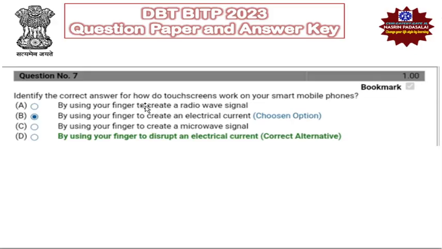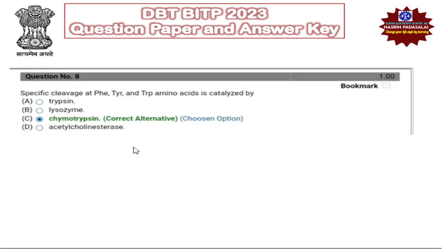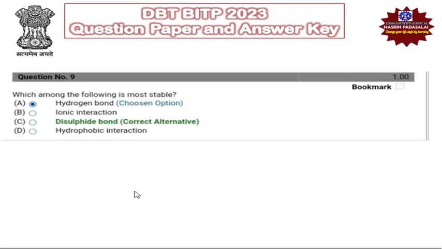Identify the correct answer for how touch screens work on your smart mobile phone. It works by using a finger to disrupt the electric current. Next question is, specific cleavage at phenylalanine, tyrosine, tryptophan amino acids is catalyzed by? It is catalyzed by chymotrypsin, which cleaves the peptide bonds next to aromatic amino acids, since phenylalanine, tyrosine and tryptophan come under the aromatic amino acid category.